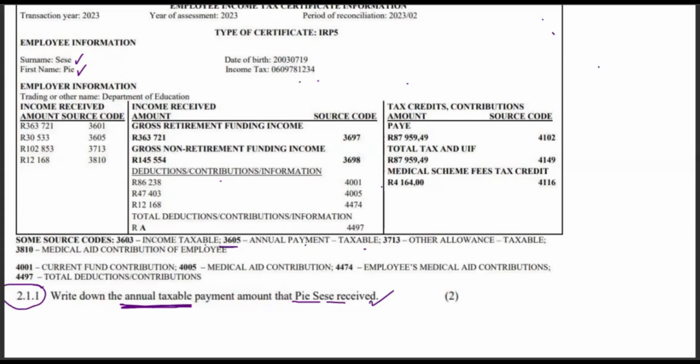So we are looking for 3605, which is this much. This is the source code. So the answer is that much.